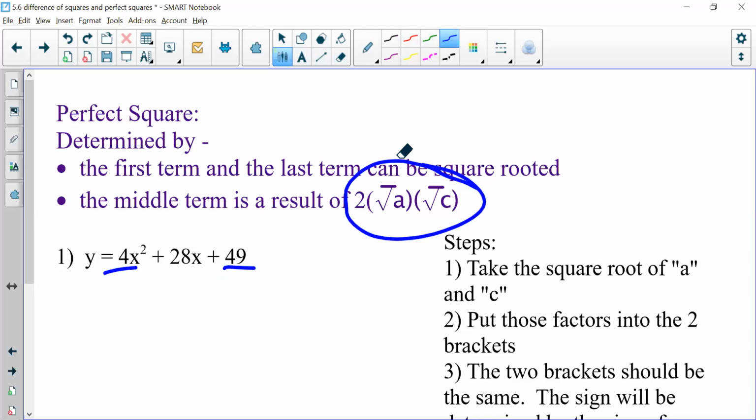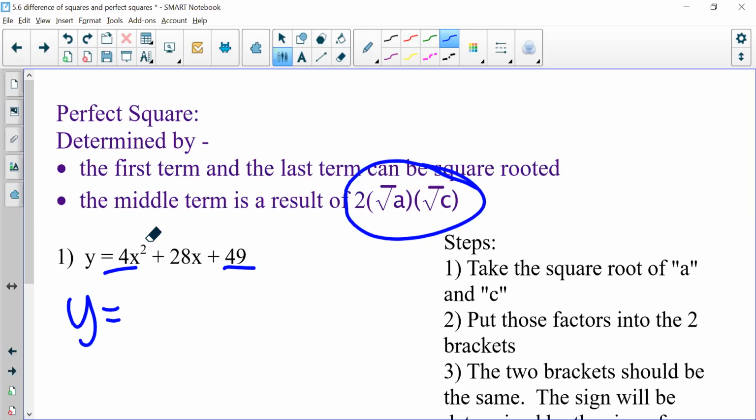You guys realize you can square root the first term, square root the last, and the middle is a doubling result of the square root of a times the square root of c. I'm going to show you the shortcut, and then we're going to compare it to the long method. Okay, the steps on the side say, take the square root of a and the square root of c.